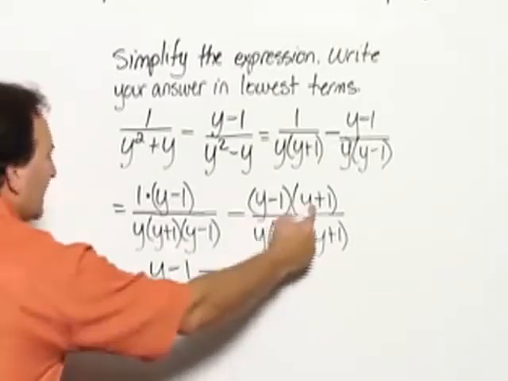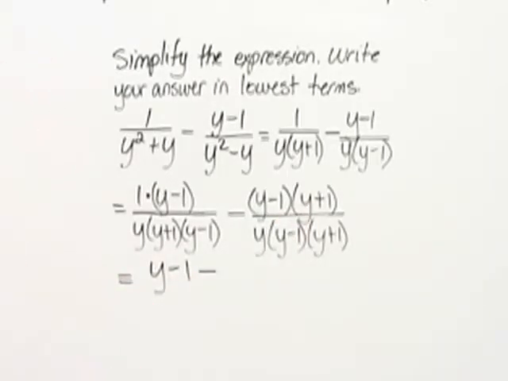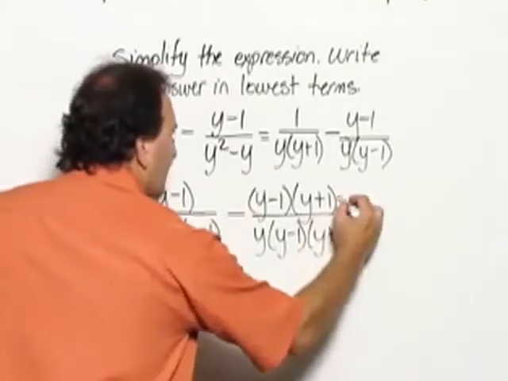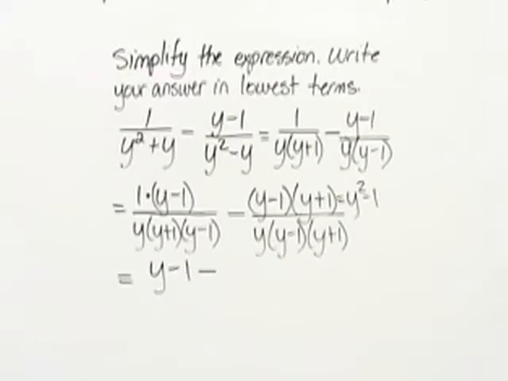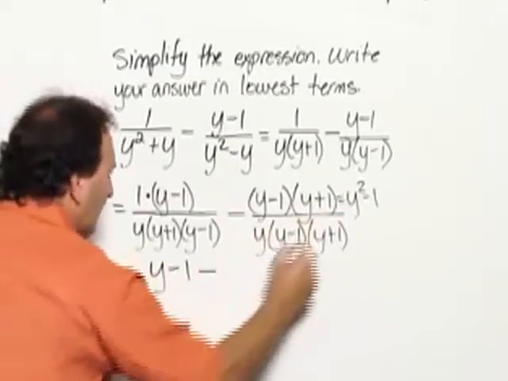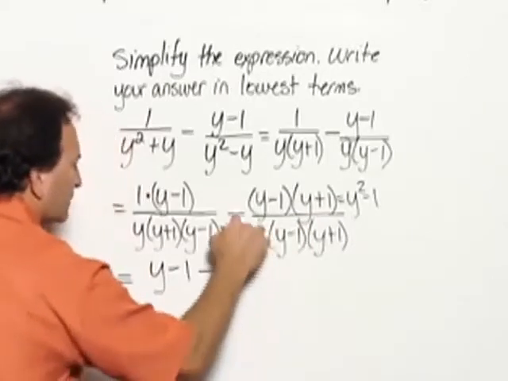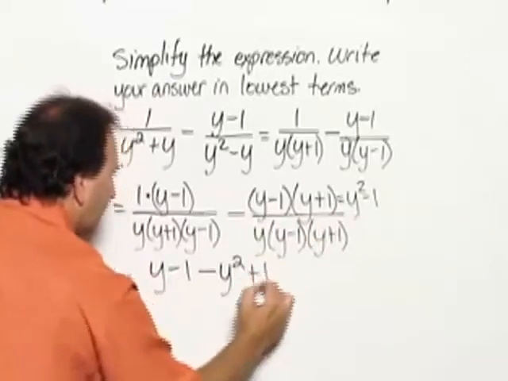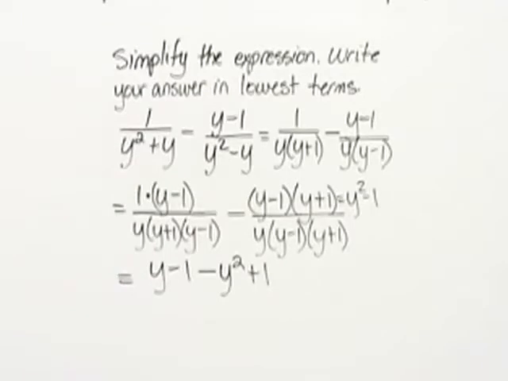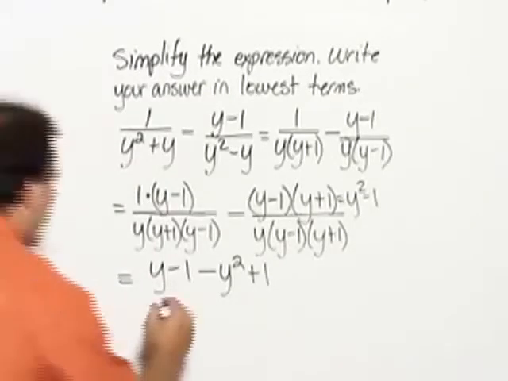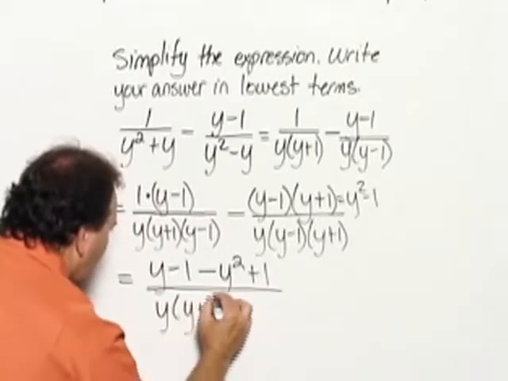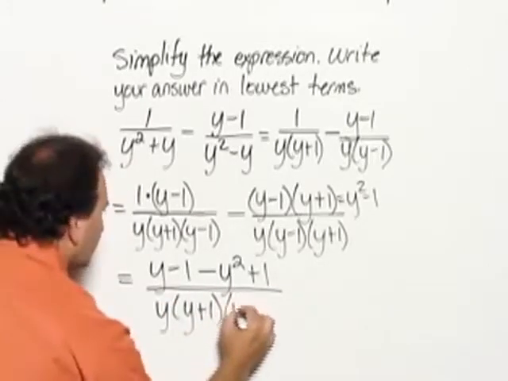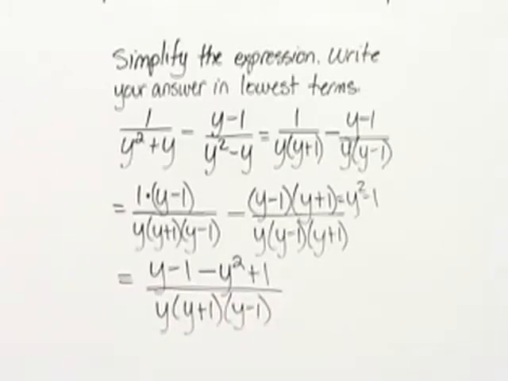Notice that that is the difference of two squares. In fact, this is equal to y squared minus 1. But now we're subtracting that. So we're subtracting y squared, and we're subtracting negative 1. Subtracting a negative 1 is the same as adding a positive 1. All of that is over the common denominator of y times y plus 1 times y minus 1.